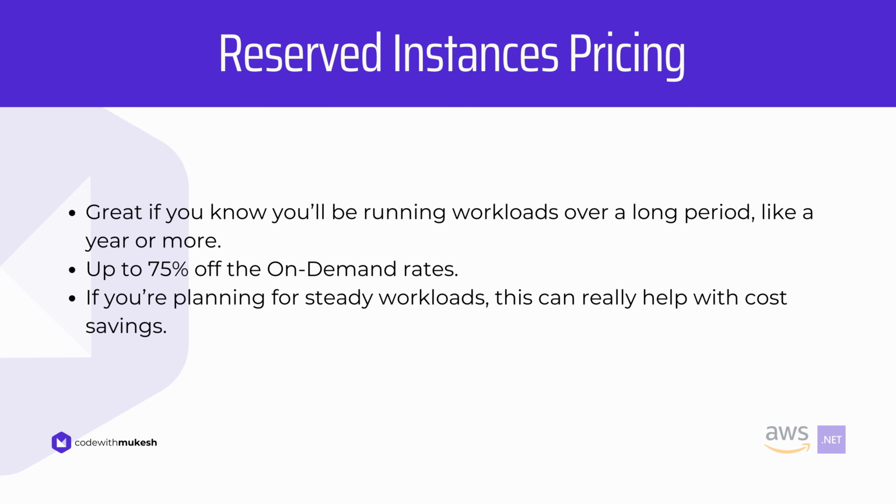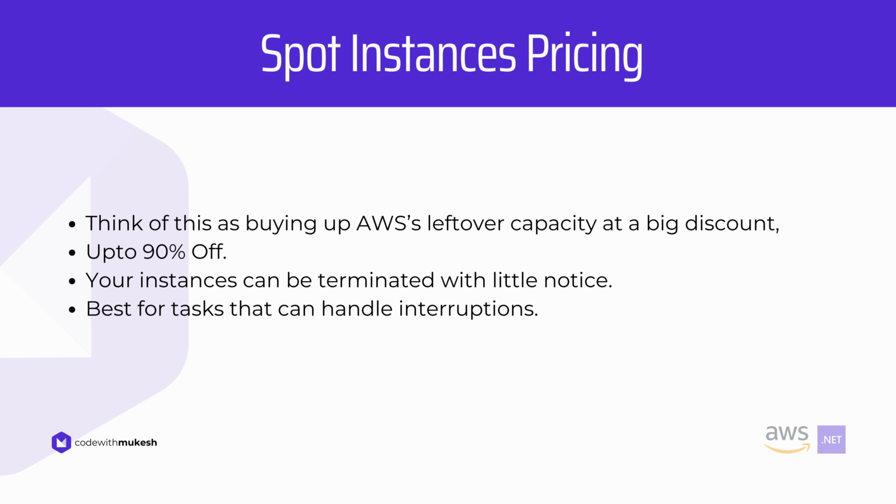But keep in mind, this flexibility comes at a higher cost compared to other pricing models. Next, we have the reserved instances, which are great if you know you will be running workloads over a long period of time, like maybe 1 year or 2. In exchange for committing to 1 to 3 years usage terms, you can get up to 70% off from the on-demand rates. So if you're planning for steady workloads, this can be really something that you must check on. Then we have spot instances. Think of this as buying up AWS's leftover capacity at a huge discount, sometimes maybe even up to 90%.